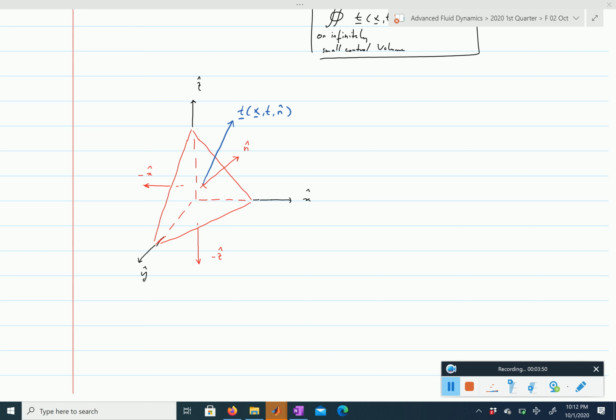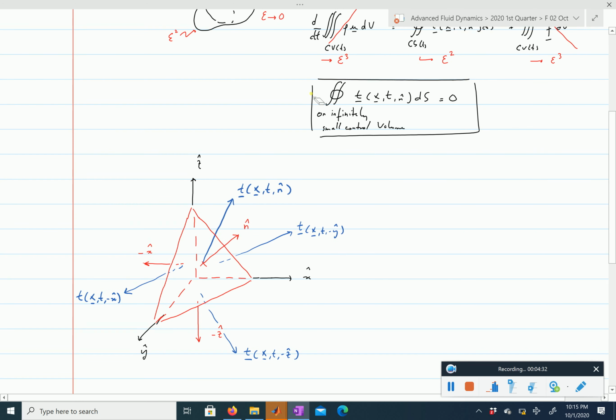And then on each of the other three faces, I have other stress vectors: on the surface of normal minus x, on the surface of normal minus z, and on the last surface, the back surface here, which is the surface of normal minus y. Note that because we assume this control volume is really infinitely small, I'm writing those stress vectors at x and t, and here at the same x and the same t, and here the same x and the same t, because I'm assuming it is essentially the same everywhere, because it's an infinitely small control volume. And so now we are going to evaluate this integral.